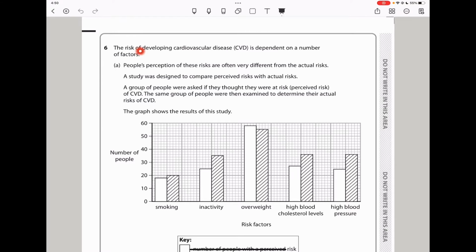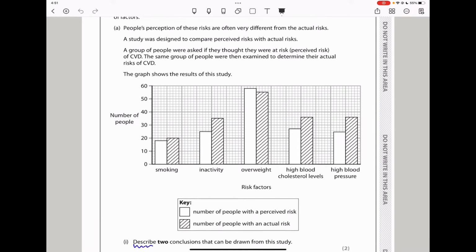Here they say the risk of developing cardiovascular disease or CVD is dependent on a number of factors. A, people's perception of these risks are often very different from the actual risks. A study was designed to compare perceived risk and actual risks. A group of people were asked if they thought they were at risk, this is the perceived risk, of CVD. The same group of people were then examined to determine their actual risks of CVD. And here we have the graph to show the results of this study.